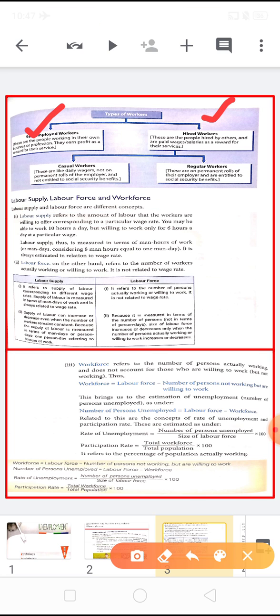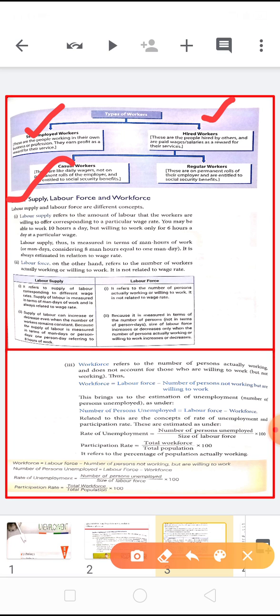Now, children, we are going to learn what is the labor supply, workforce, and the labor force. Children, the labor supply, labor force, and workforce have different concepts, and let us first learn what a labor force is. Labor force means all persons who are working or have a job, and though not working, are seeking and available for work, are deemed to be in the labor force. In other words, we can say that the labor force is the total of employed and unemployed persons.